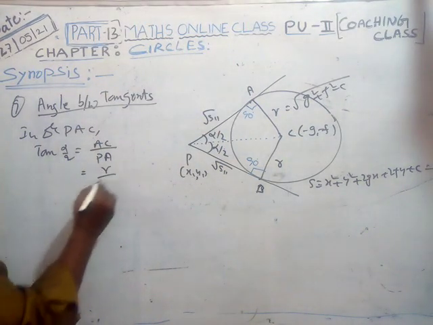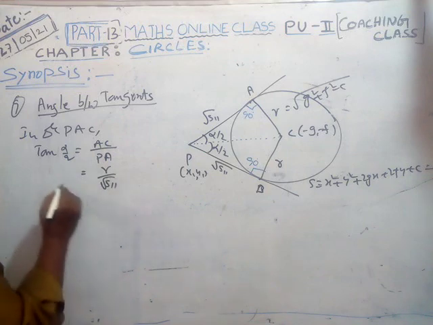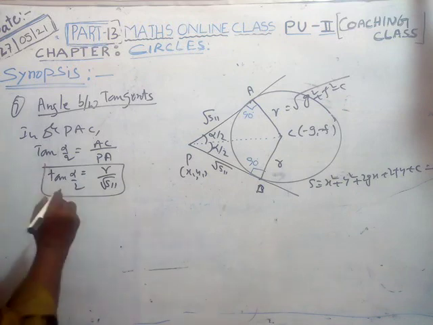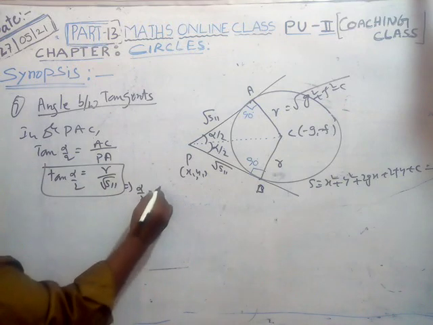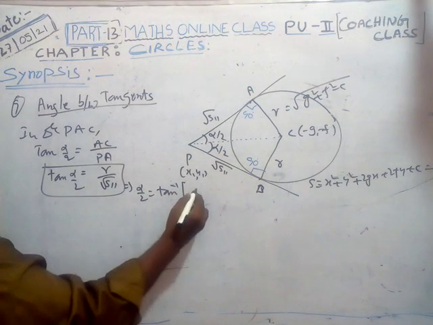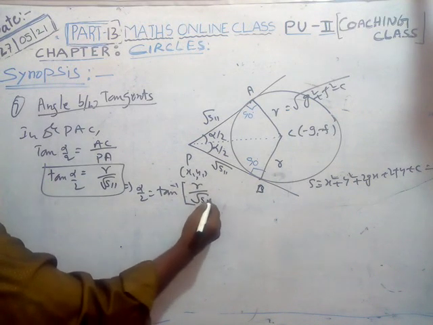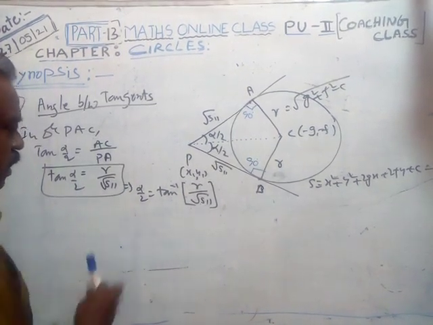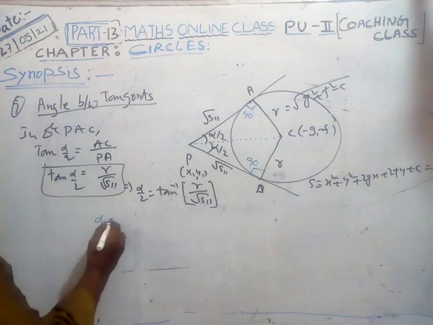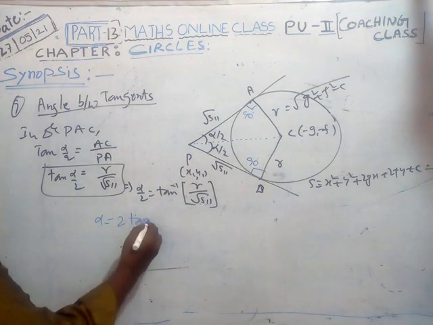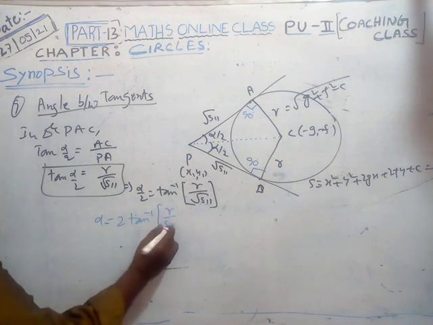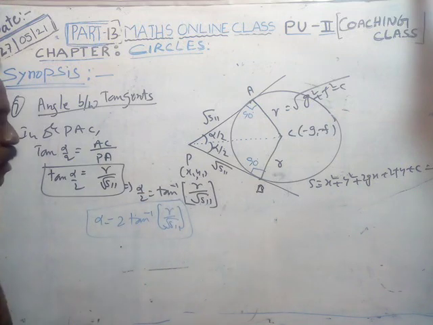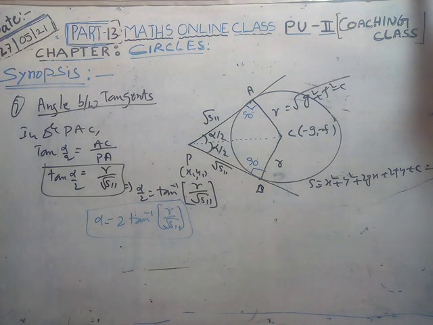What is AC, or what is PA? It is root S1. This is tan alpha by 2. So that implies alpha by 2 is equal to tan inverse of R by root S11. Then we can get the angle directly. What is the angle? Alpha is equal to 2 tan inverse of R by root S11. So that is the concept.